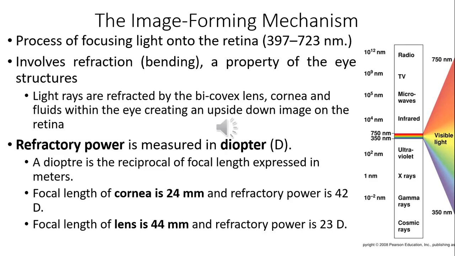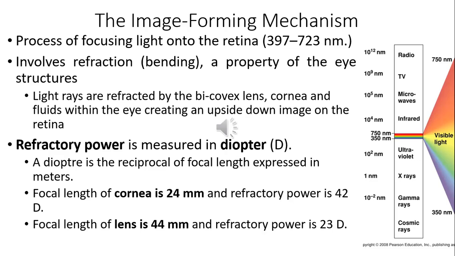Then let's talk about the refractory power. Refractory power is measured in diopter or D. Diopter is the reciprocal of focal length expressed in meters. The focal length of the cornea is 24 millimeters and the refractory power is about 42 D. The focal length of the lens is 44 millimeters and the refractory power is about 23 D.